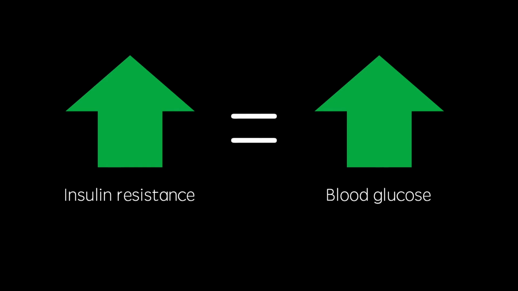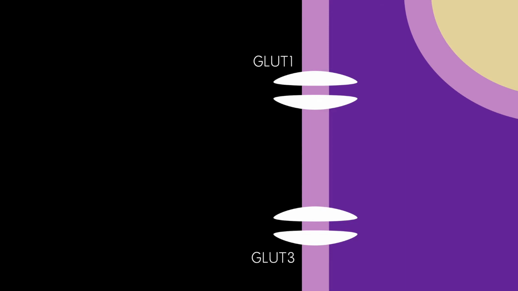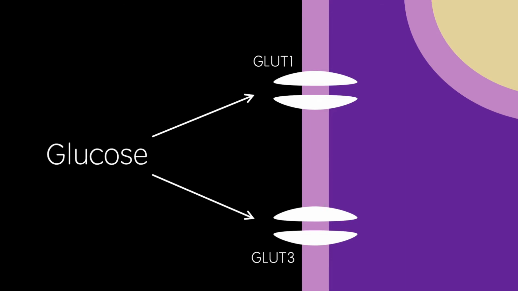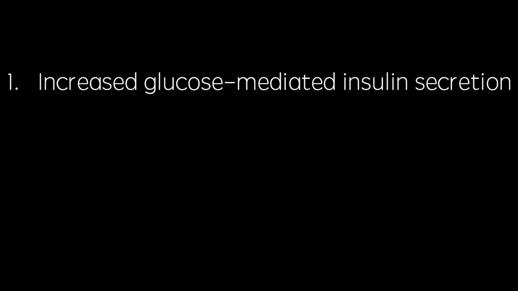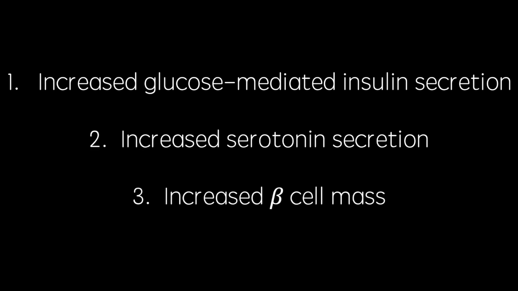However, this increase in blood glucose concentration is actually tactical. It means that more glucose is available to cross the placenta to the fetus. In most expectant mothers, the pancreatic islets of Langerhans adapt to compensate for this in three main ways: increased glucose-mediated insulin secretion, increased serotonin secretion, and increased beta cell mass.